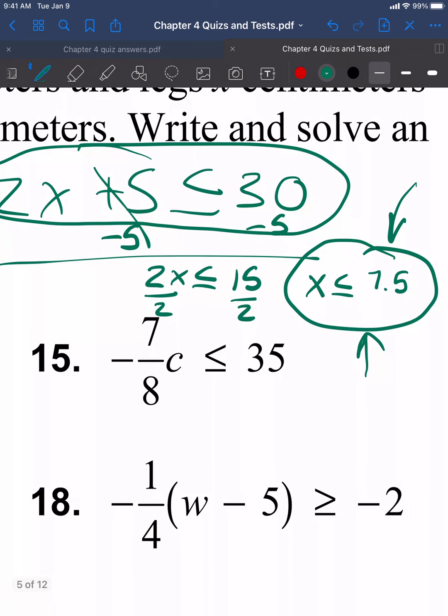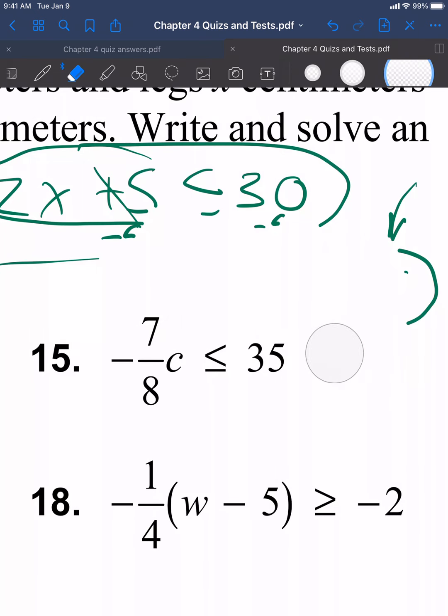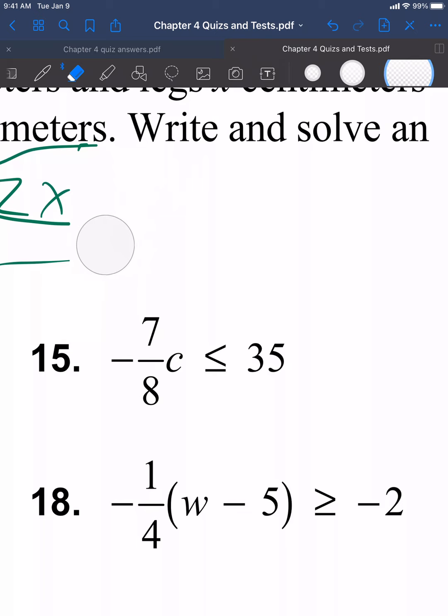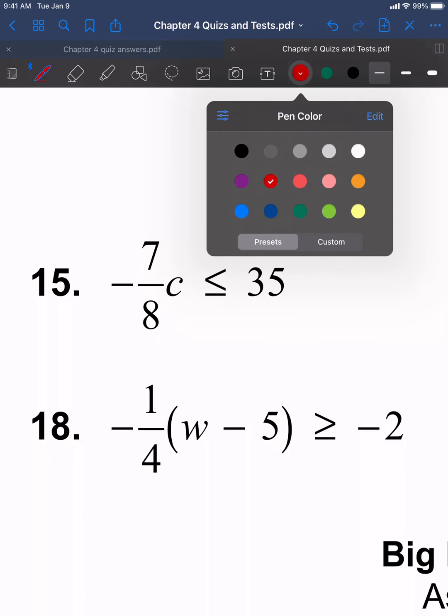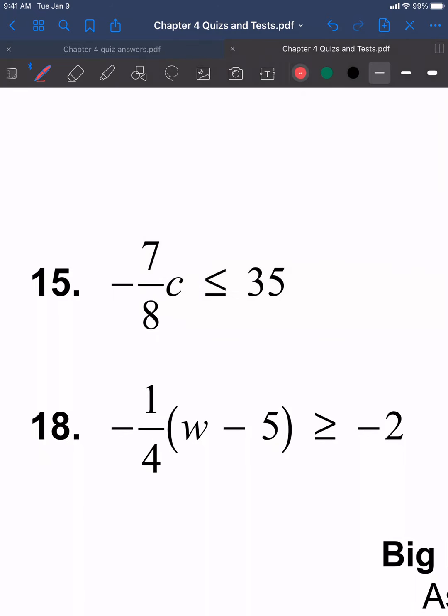Number 15. Go ahead and try this one on your own. I'll erase my extra junk around here so that it's not too distracting. Gotta be very careful on this one. Lots of little quirks about this one.